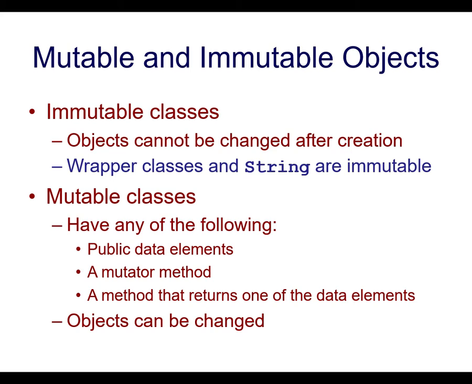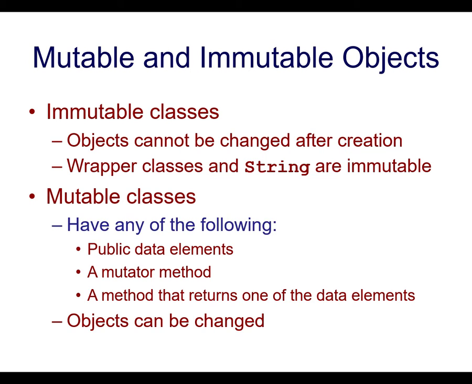Examples of immutable classes include each of the wrapper classes, such as Integer and Character, as well as the String class. Although it may seem like strings can be modified by operators such as the concatenation operator, what really happens is that a copy of the string is created and the concatenation is performed on the copy, and the original string is not changed. Next, we explain what it means for a class to be mutable.